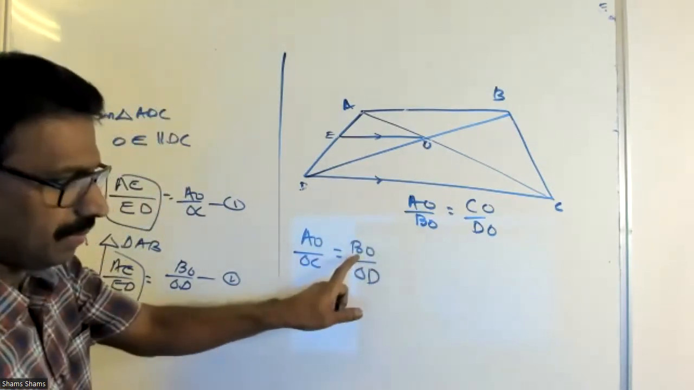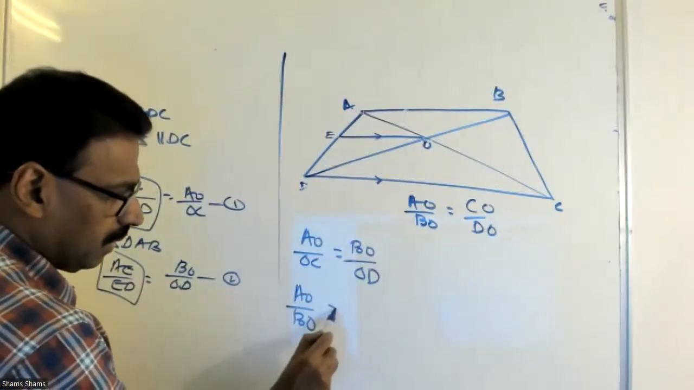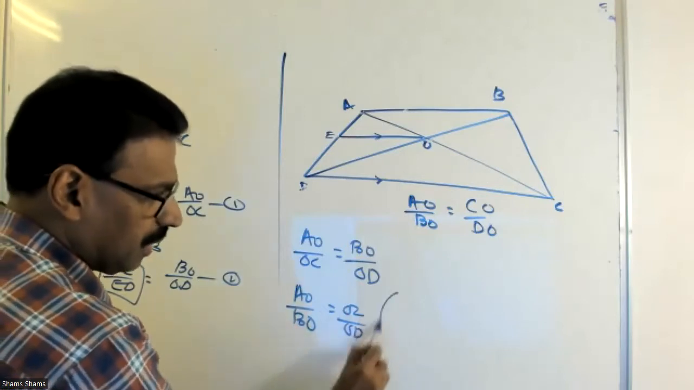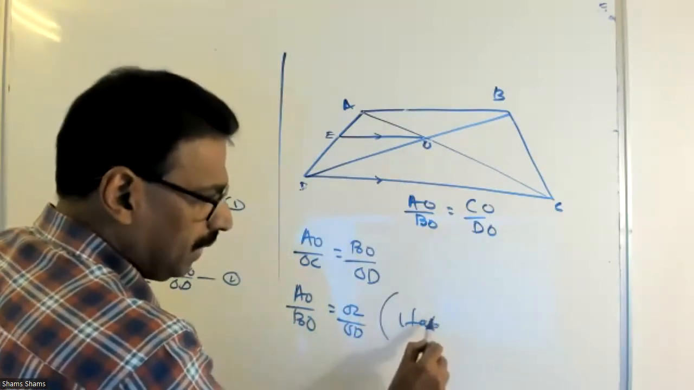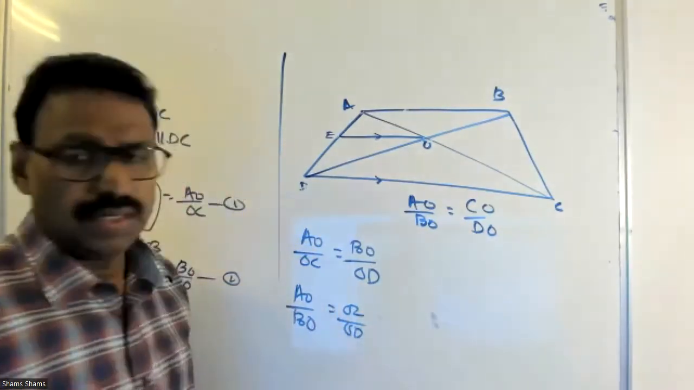This one we can bring here: AO divided by BO equal to OC by OD. Reason? If A by B equal to C by D. Now you try that. Just information now. Draw the figure.